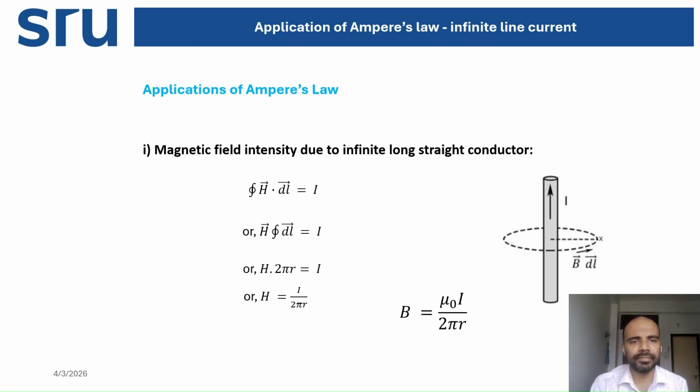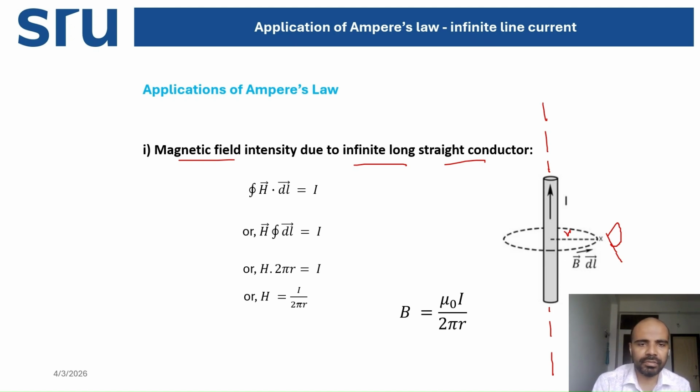Now we will calculate the magnetic field intensity due to an infinitely long straight current carrying wire which carries a steady current I, at any field point P. Suppose this is an infinitely long current carrying straight conductor which carries a steady current I. We need to calculate the magnetic field intensity at any field point P at a distance R from the infinitely long straight conductor.